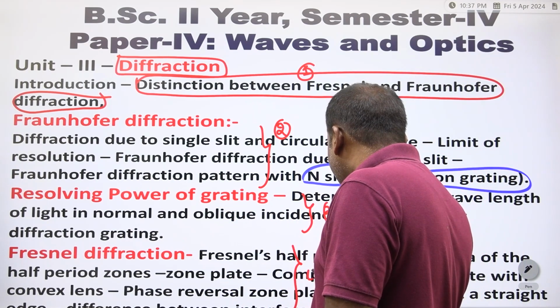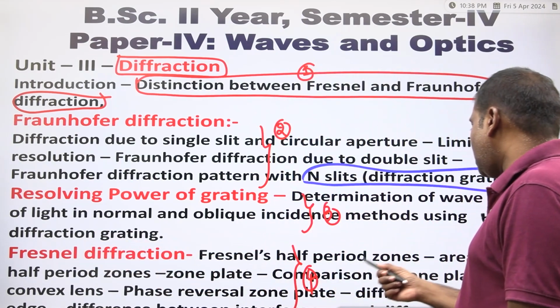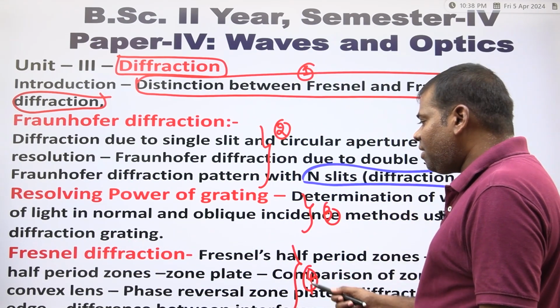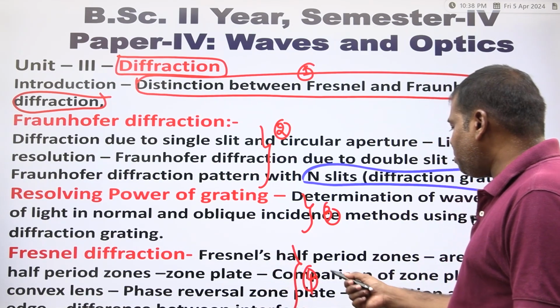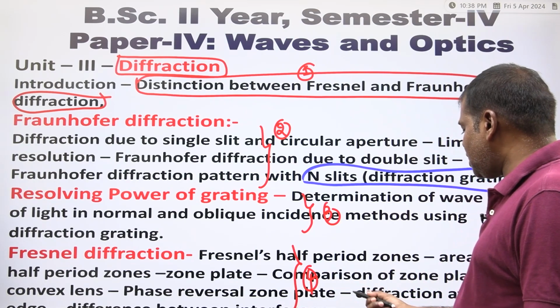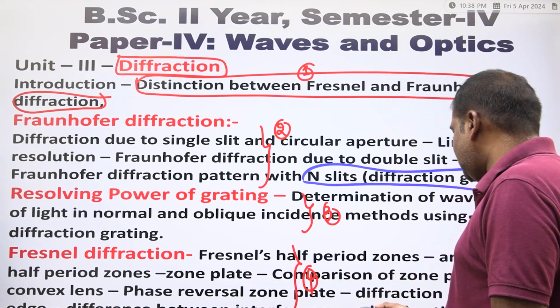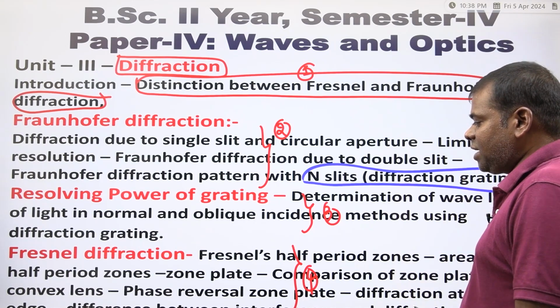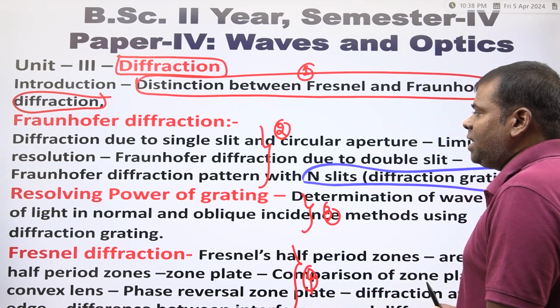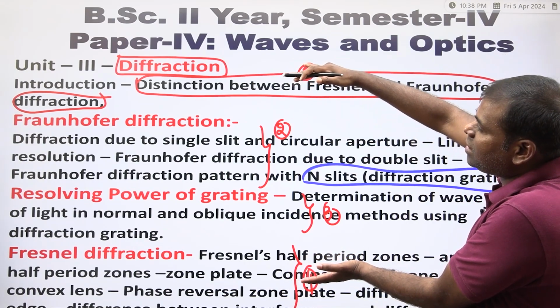The fourth one, what is the fourth one? Fresnel diffraction: Fresnel's half-period zones, area of the half-period zones, zone plate, comparison of the zone plate with convex lens, phase reversal zone plate, diffraction at a straight edge, and the difference between interference and diffraction. How many parts did I segregate? Total 4 parts I segregated.